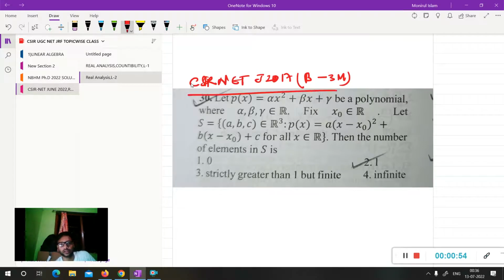I will discuss every question of real analysis on continuity. After that, I will go to the questions of NBHM, and after that, I will discuss the questions of TIFR. I will discuss every question of every year and chapter also.